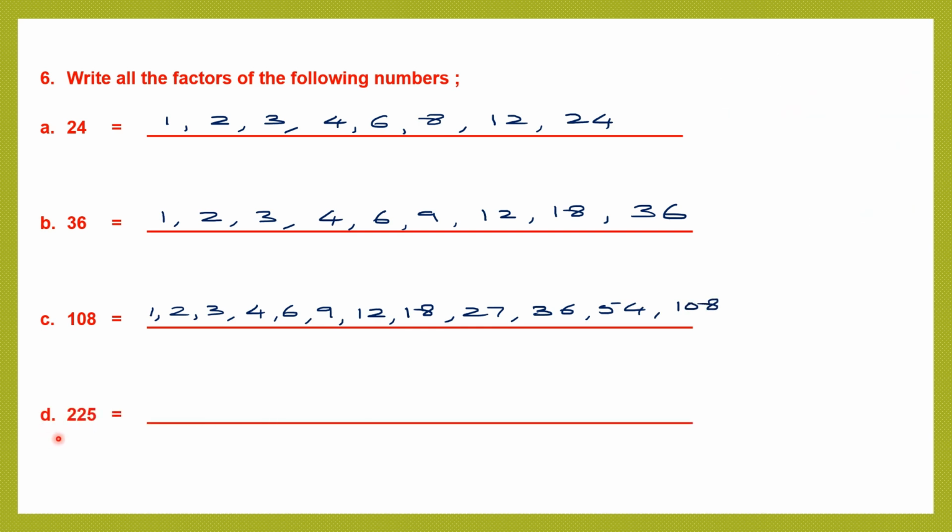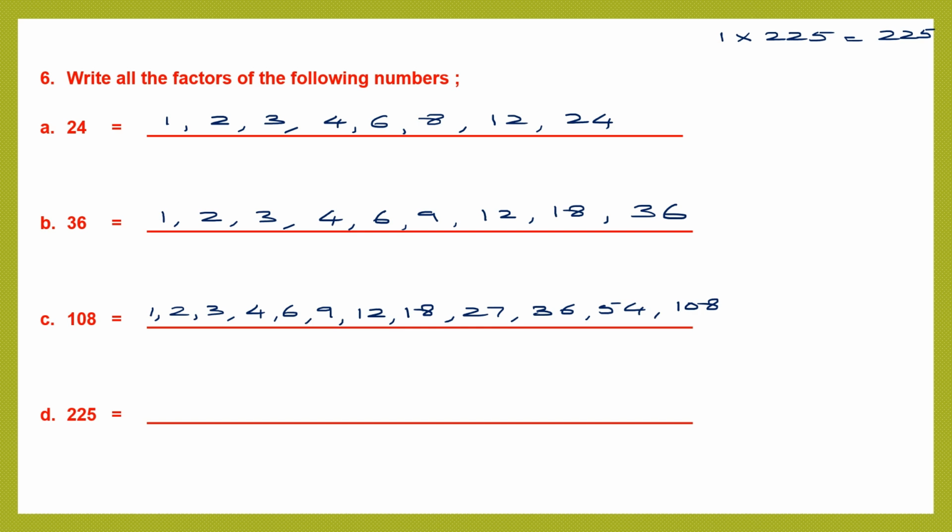Question D is 225. So let's begin to find the factors of 225 starting with 1. Okay, 1 into 225 is 225. Now can we use 2? We cannot use 2 because every number that you multiply with 2 will end in an even number and this is an odd number. So let's not use 2.